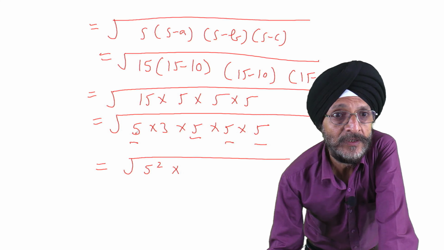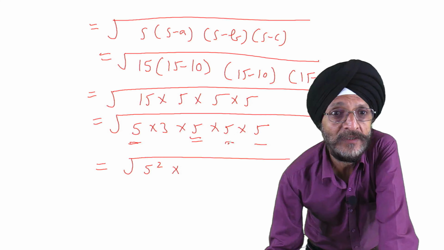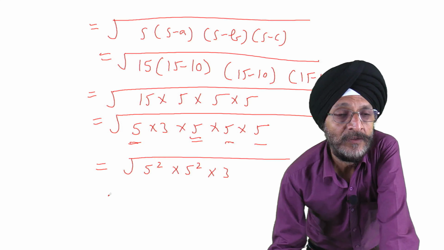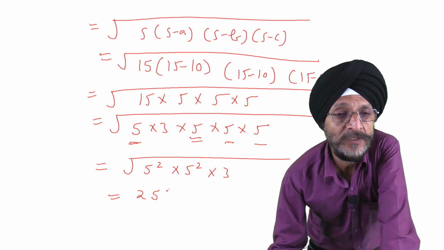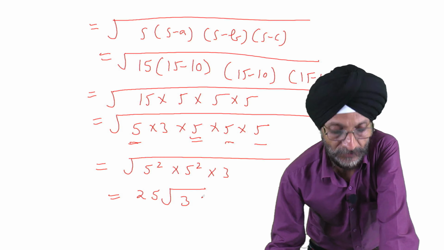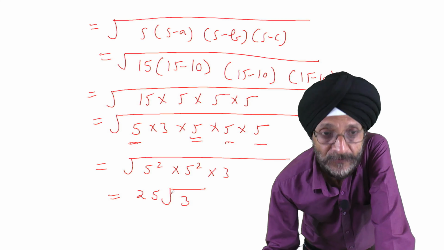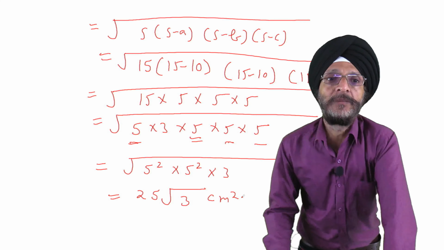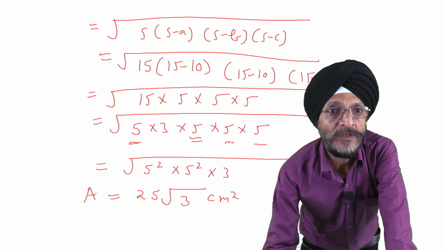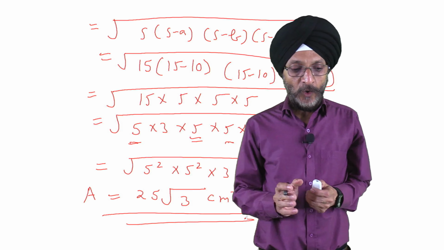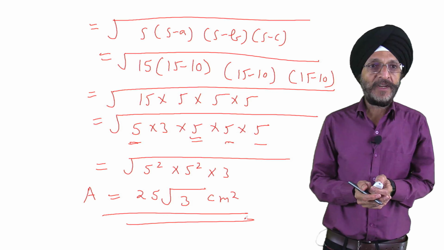5 square, this one and this one, 5 square. So the answer before us is 5 into 5, 25 under root 3. Then the answer is 25 under root 3 square centimeter. This is the area of the triangle. This is the answer for the area of the equilateral triangle.